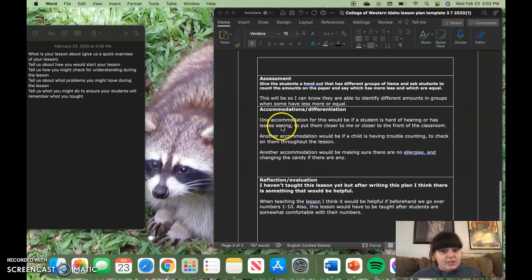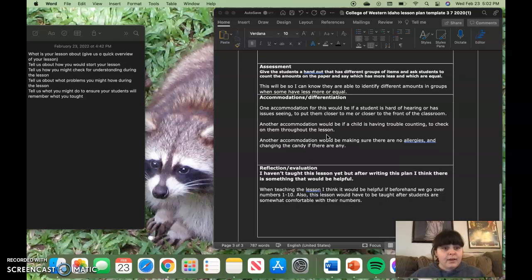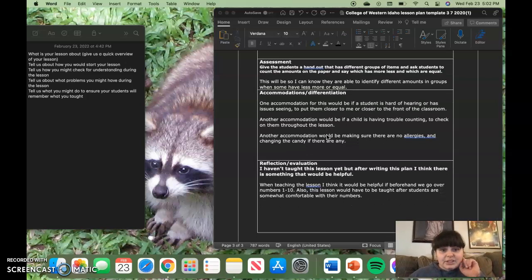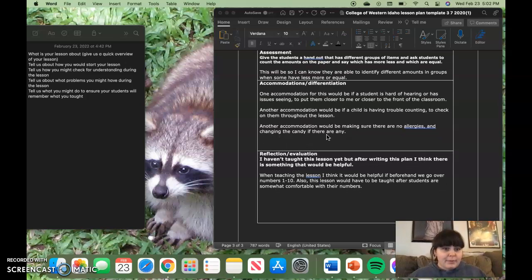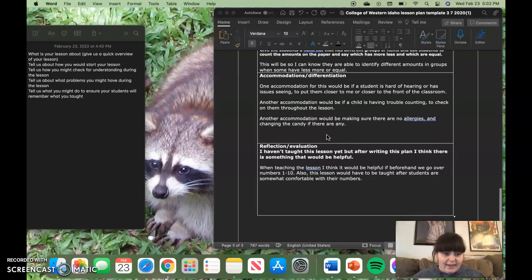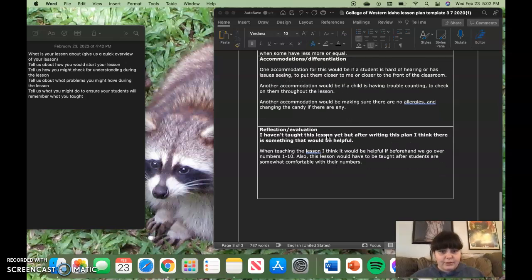And some accommodations. One accommodation would be if a student is hard of hearing or has an issue seeing, put them closer to me or closer to the front of the classroom. If a student has trouble counting, check on them throughout the lesson. Another accommodation could be to make sure there are no allergies, but the candy mentioned is allergen-free.